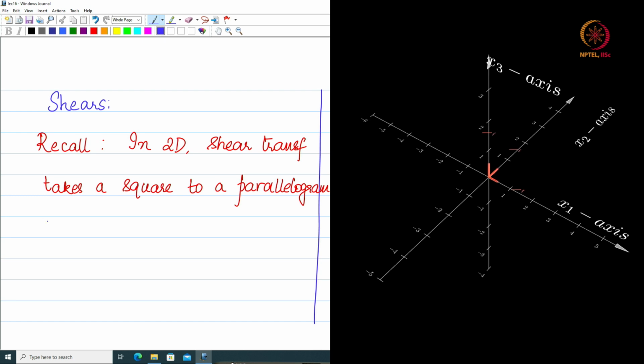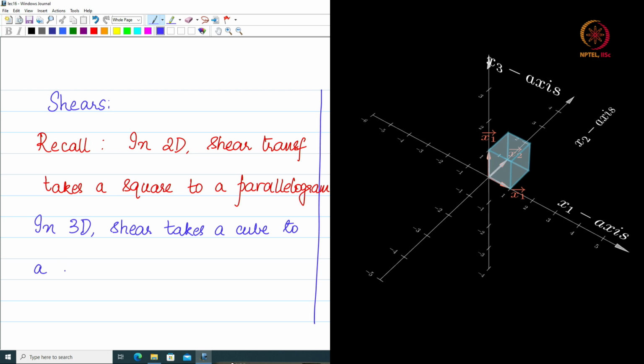So, what happens in 3D? In 3D, shear takes a cube to a parallelepiped. That is what we have. Right. So, we know the idea of shear.